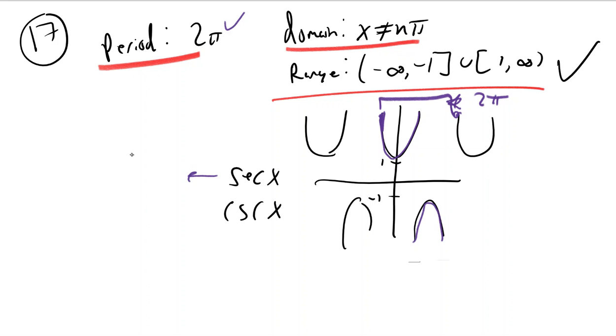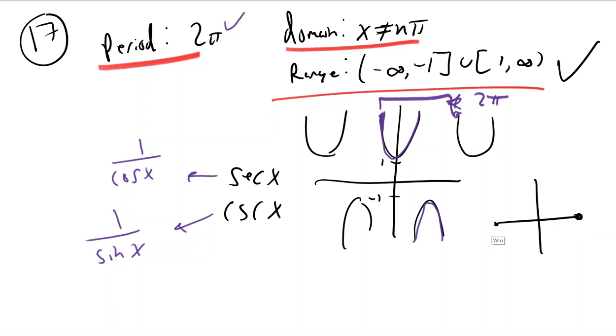So secant is like 1 over cosine, and cosecant's like 1 over sine. So which one of these two is undefined when x equals pi, or 0 pi, or 2 pi? Whether you're talking about 0 pi, or 1 pi, or 2 pi, all of these have a sine of 0, and when sine's 0, cosecant's undefined. So cosecant would be the one that has a domain where x can't be multiples of pi.